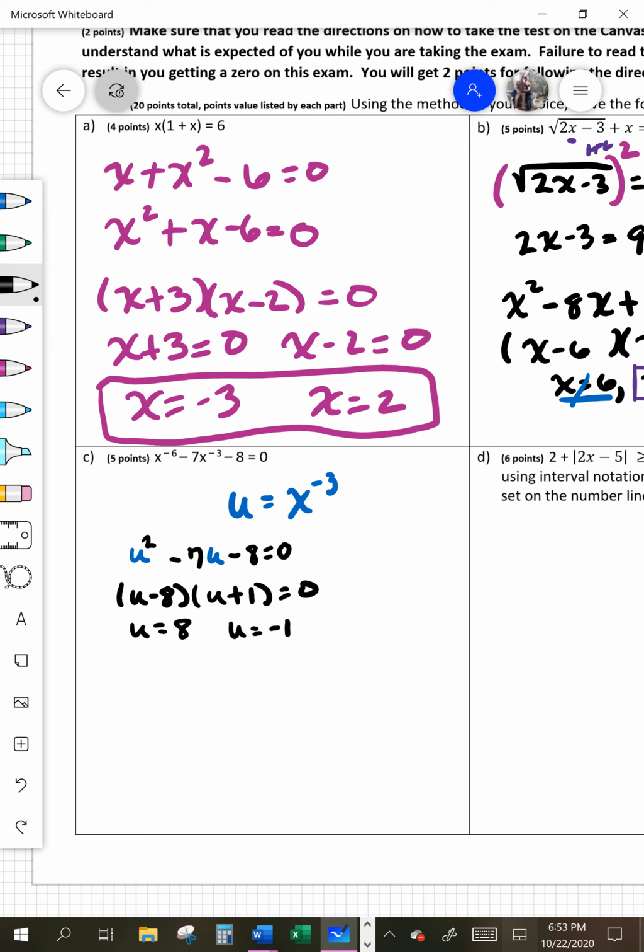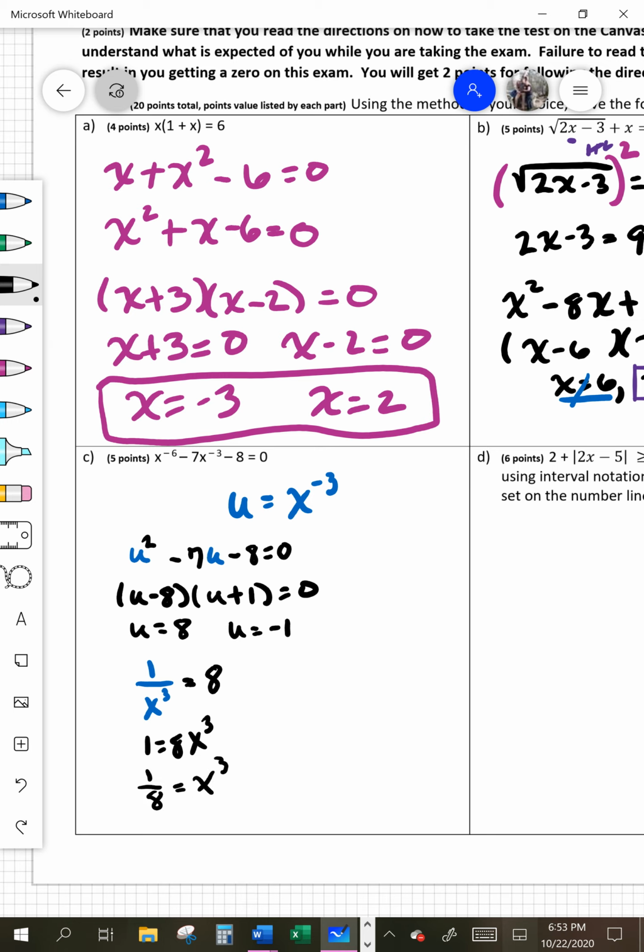We're going to go back up here and replace what u is so that we can solve for x. Recall x to the negative 3rd power is the same thing as 1 over x cubed, rewriting that with a positive exponent. So this is equal to 8 when u equals 8. Let's multiply both sides by x cubed to clear the fraction. We get 1 is equal to 8x cubed. Divide both sides by 8 to get x by itself, and we get 1/8 equals x cubed.